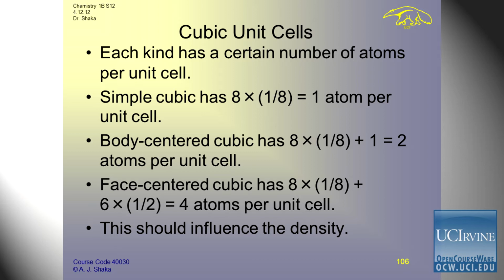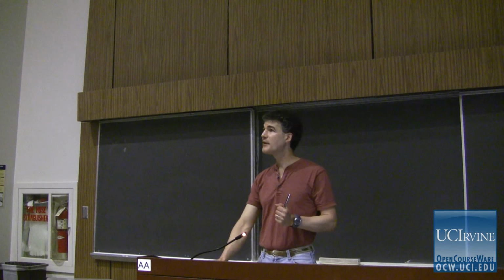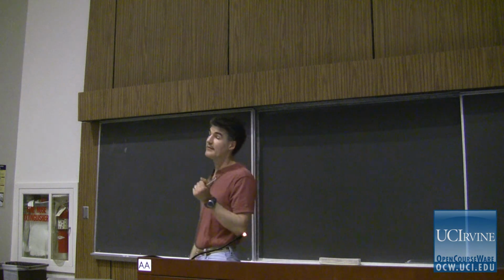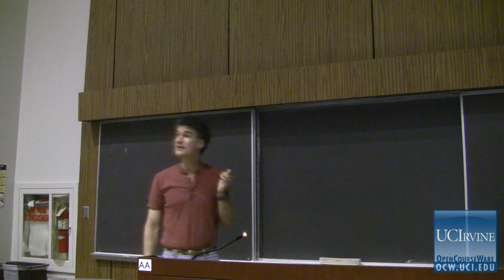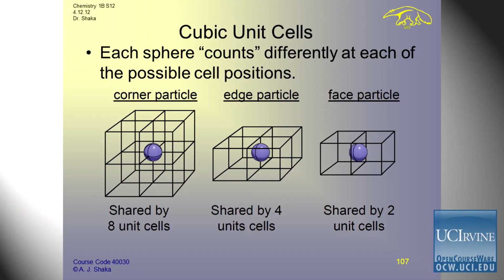This should influence the density. And therefore, if you know the density of a material, you can kind of guess what kind of unit cell it might have. If the density is low, it's probably not face-centered cubic.